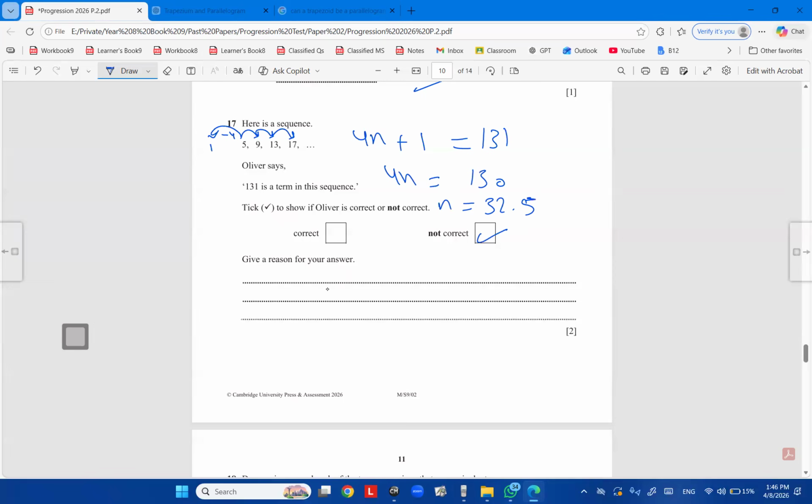Give a reason for your answer. You can say 131 is between the 32nd term and 33rd term. It is not actually a term in the sequence. N equals, and you must show this working. Once they see this working, they're going to give you the mark for it.